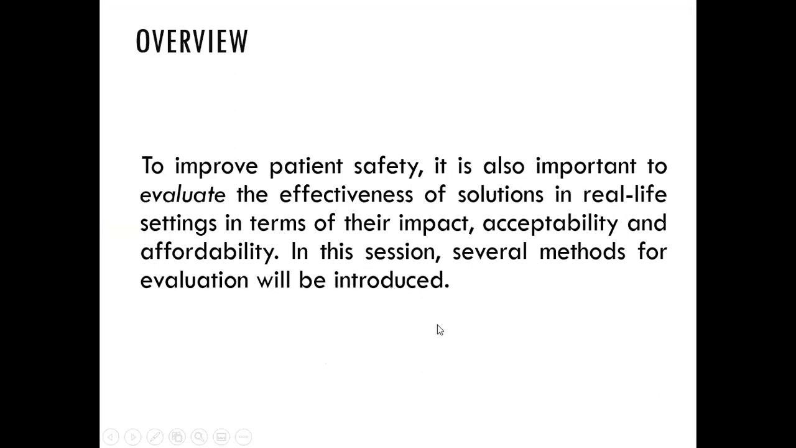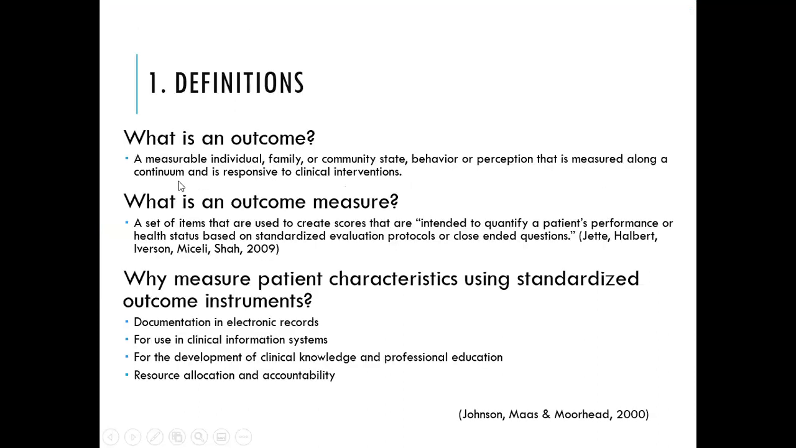And we tried to evaluate several methods for evaluation. Now, as per the definition, an outcome is a measurable individual, family, or community state, behavior, or perception that is measured along a continuum and in response to clinical intervention. An outcome measure is a set of items that are used to create scores that are intended to quantify a patient's performance or health status based on standardized evaluation protocols or closed-ended questions.